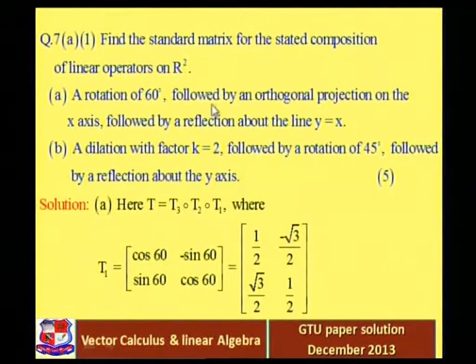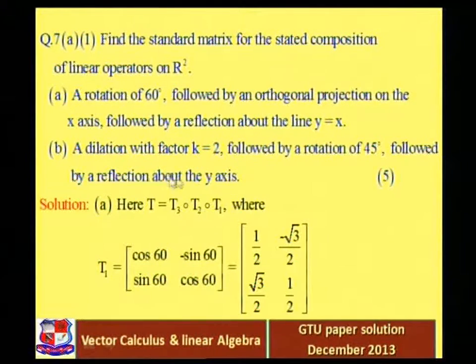A rotation of 60 followed by an orthogonal projection on the x-axis followed by reflection about the line y equal to x. The next question is a dilation with factor k equal to 2, followed by a rotation of 45 and followed by a reflection about the y-axis. So again, first the dilation, that is 2 0 0 2, which I explained, then followed by a rotation of 45. Instead of 60 we have to use 45 in this matrix, and then reflection about the y-axis.